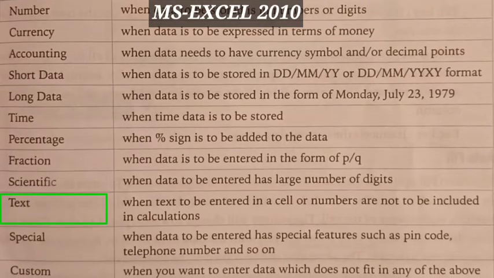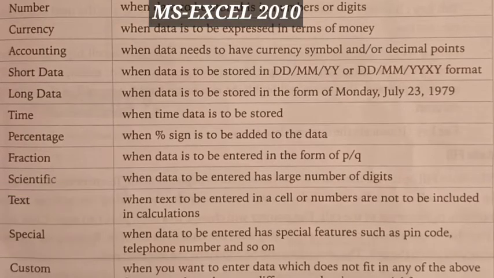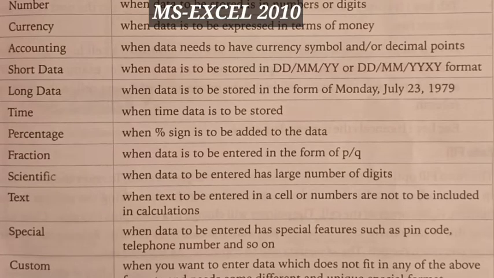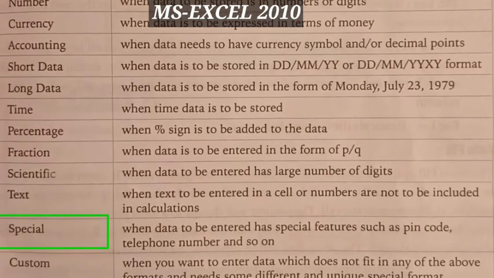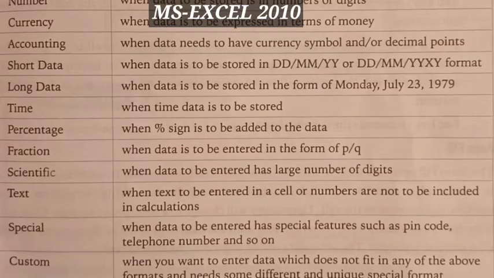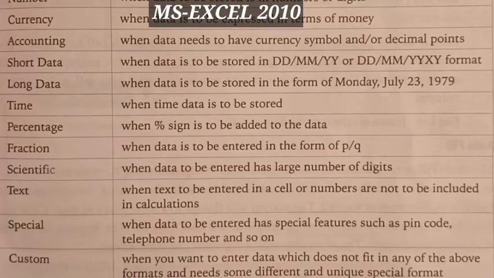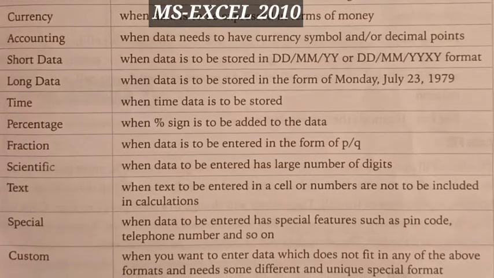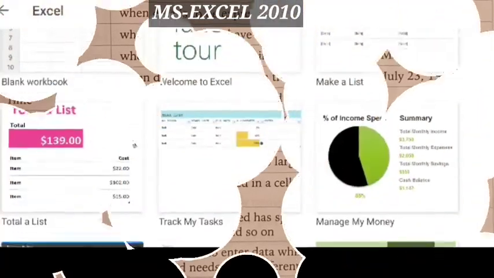Text: used when text is to be entered in a cell or numbers are not to be included in calculations. Special: used when data to be entered has special features such as PIN code, telephone number and so on. Custom: used when you want to enter data which does not fit in any of the above formats and needs a different and unique special format.